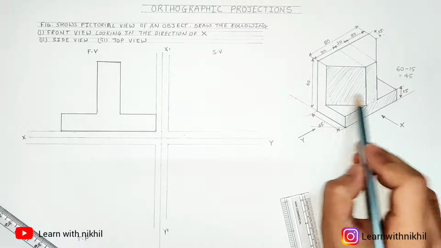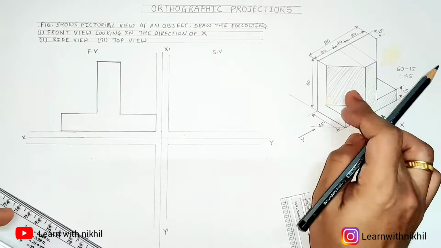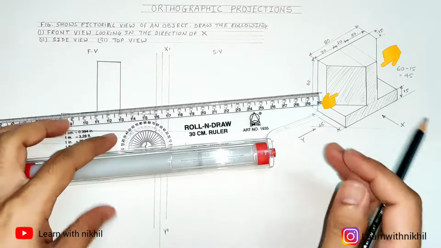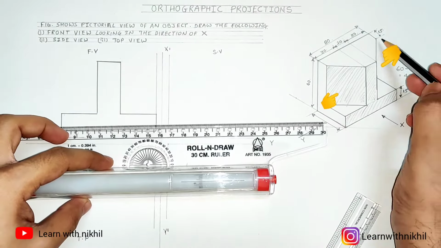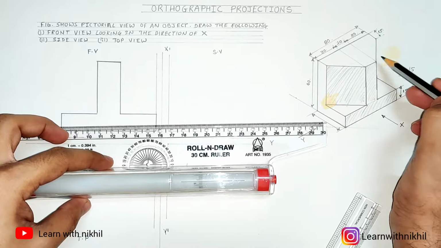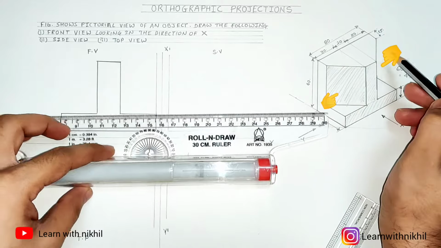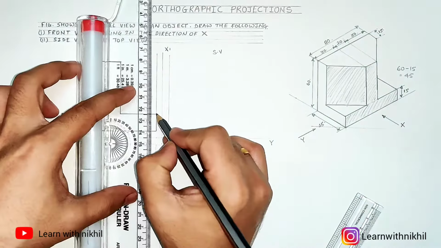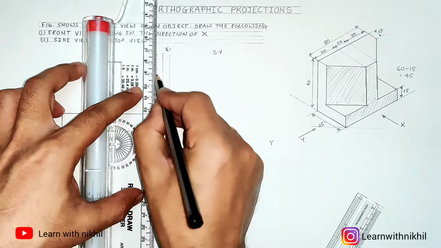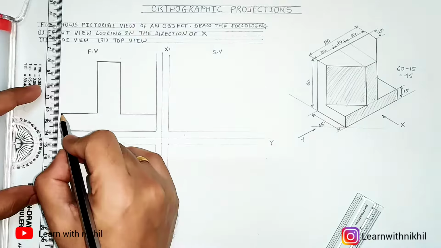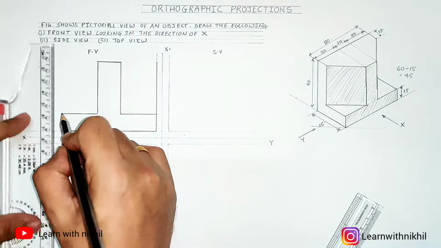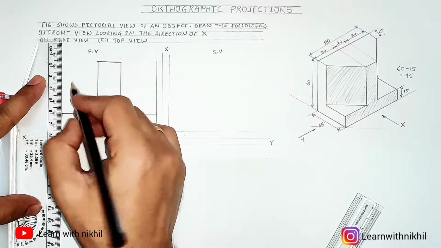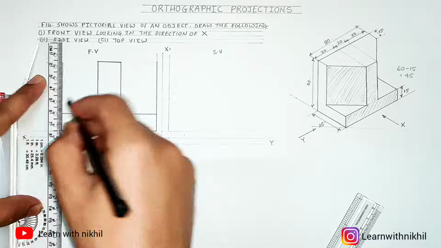Now this slanting part is on both sides. It is here as well as on the other side also. So this slanting part looks like a rectangle. For drawing that, we will just draw a rectangle and complete it. So the slant part from the front side resembles a rectangle, and it is on both sides.